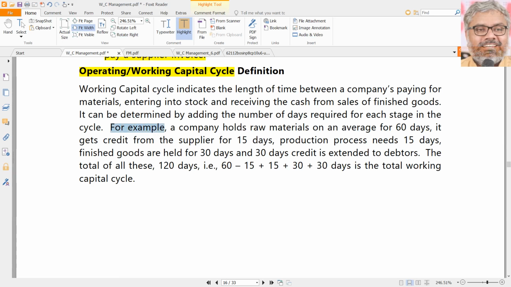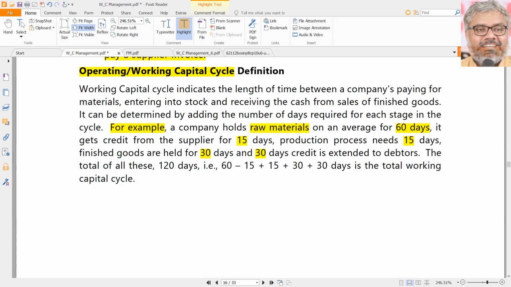If you take an example, look at this one. For example, if a company holds raw materials on an average for 60 days, so that is the raw materials holding period, not the finished goods holding period, raw materials. And it gets credit from the supplier for 15 days, which is a negative item because it's good for us. And the production process needs 15 days. Finished goods are to be held for 30 days. And 30 days credit is extended to the customers or debtors. Then what will be the operating cycle?